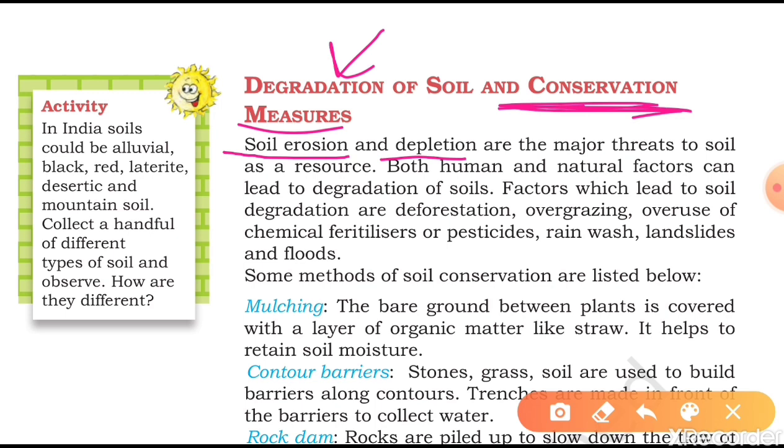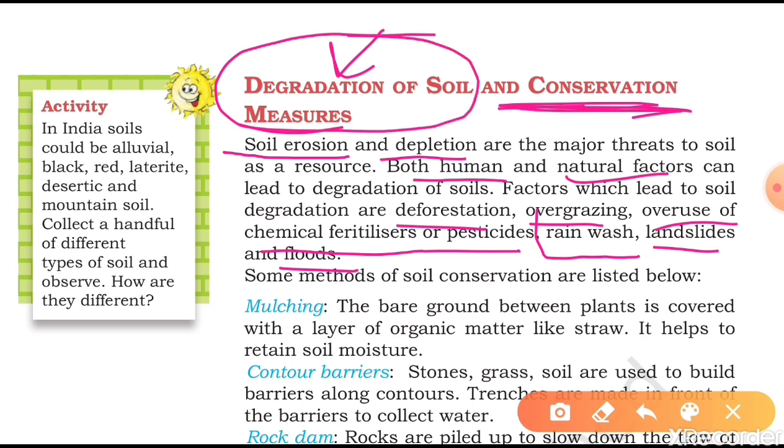What factors lead to degradation? Human factors and natural factors. What are human factors? Human factors can be deforestation, overgrazing, overuse of chemical fertilizers or pesticides. And natural factors are like rain wash, landslides, floods, etc. Okay, so this is the degradation of soil.